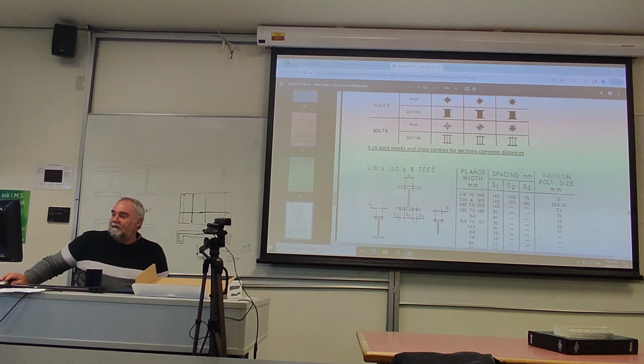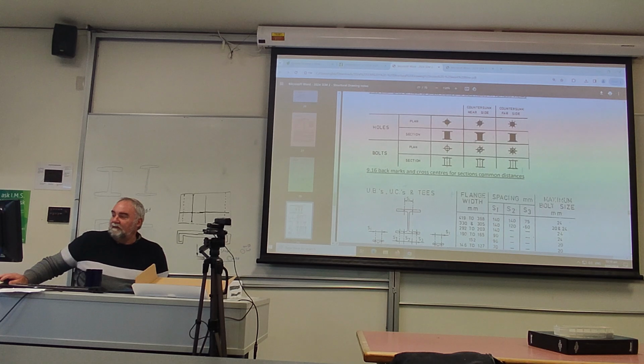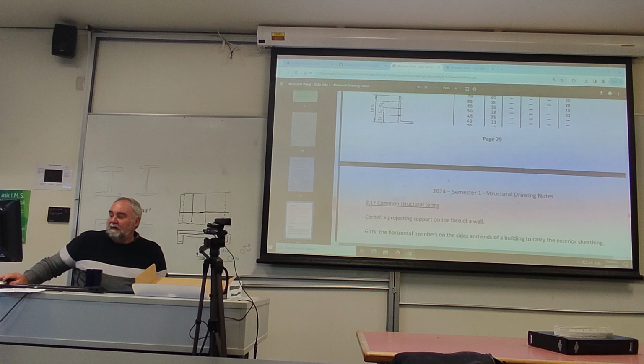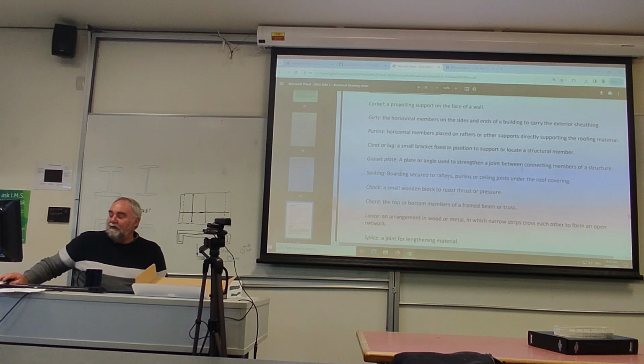So there it is, there's the section, that's what a section looks like if it's a hole. And that's what a plan looks like. If it's got a bolt actually in there, then it's got a double centre line there and a circle. Or it looks like that with a centre line. There's a whole lot of common terms there.